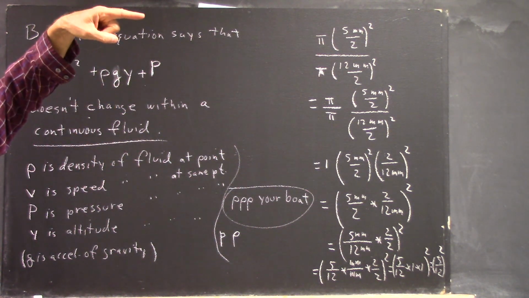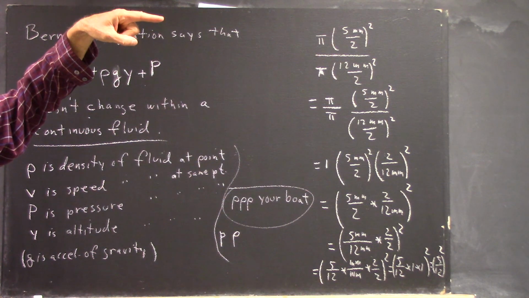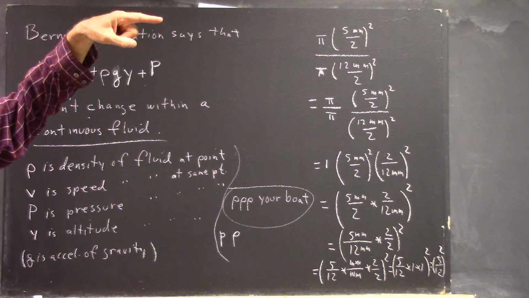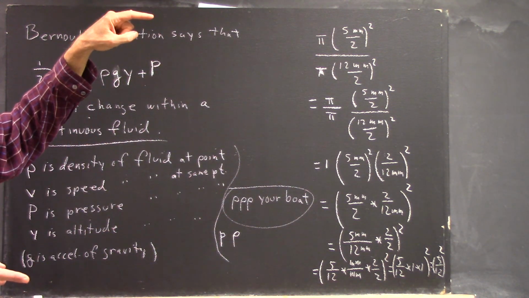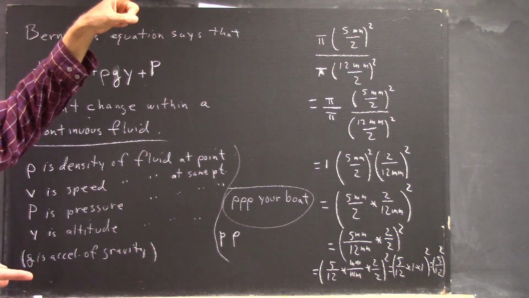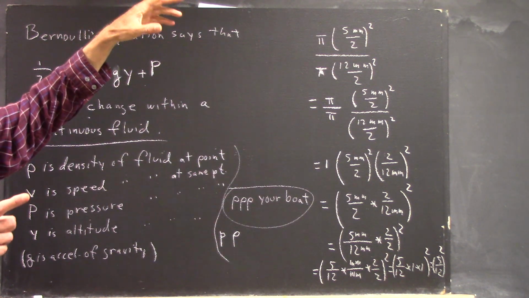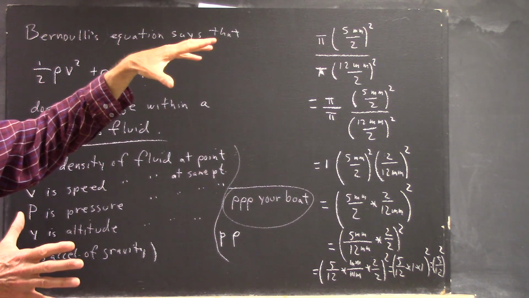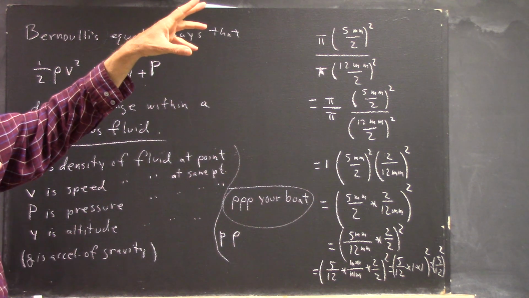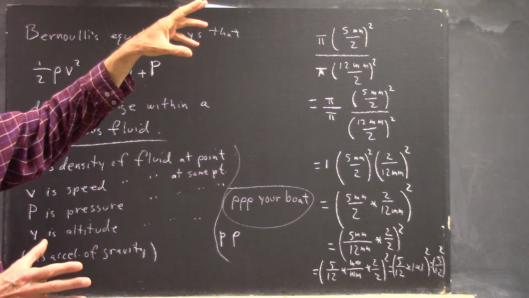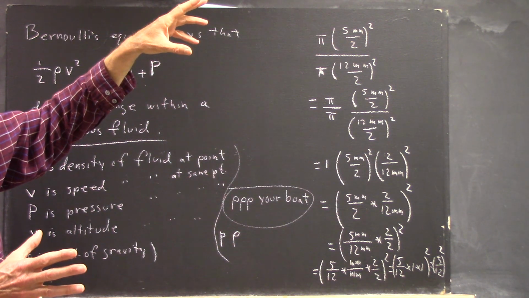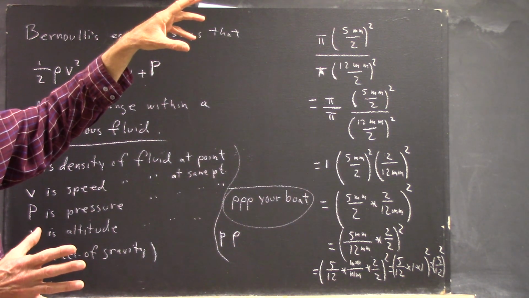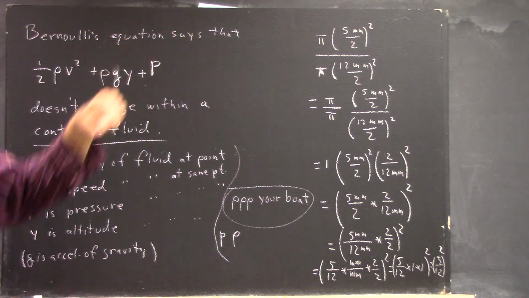What's that say about pressure? How does the pressure between here and here change? Say this is point A and this is point B. Altitude at A is greater than altitude at B. What can you say about the pressure? Pressure's lower at the top. Where's the pressure greater? At the bottom.